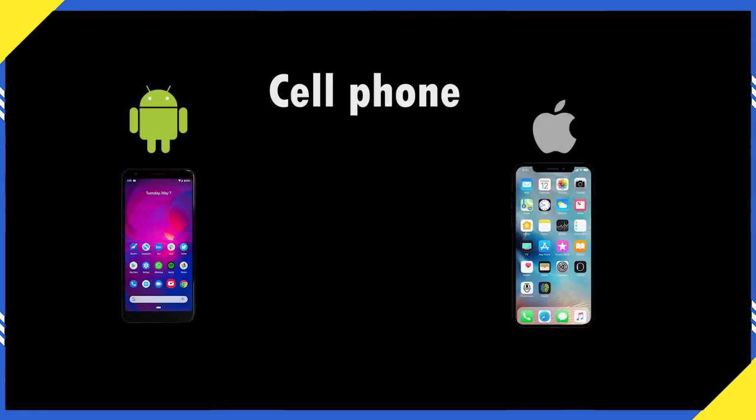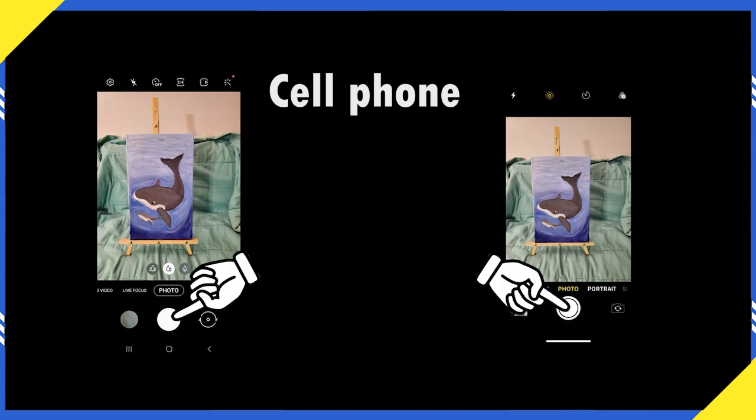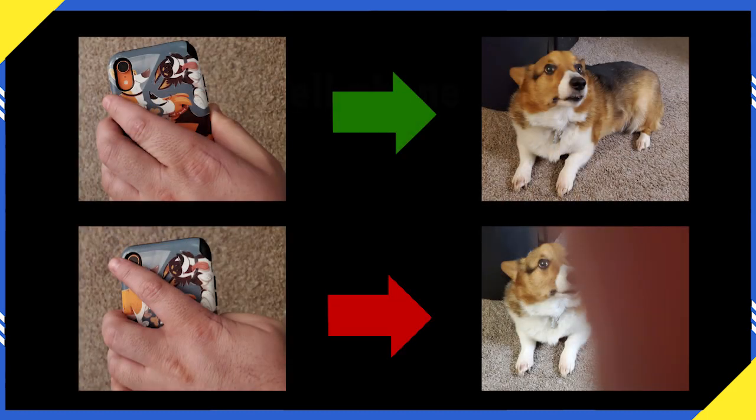Cell phone. No matter whether you have an Android or an iPhone, there is a camera app. You can open it and press the circular capture button to take a picture. Just remember to keep your finger out of the lens.